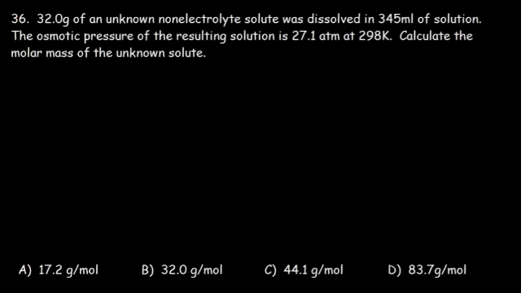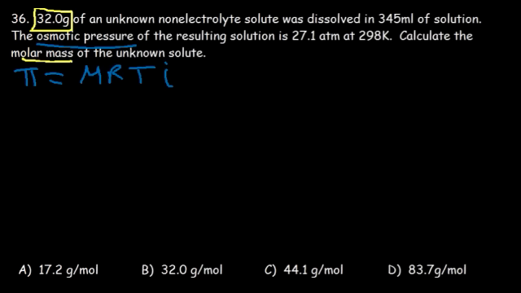Number 36. 32 grams of an unknown non-electrolyte solute was dissolved in 345 milliliters of solution. The osmotic pressure of the resulting solution is 27.1 atmospheres at 298 Kelvin. Calculate the molar mass of the unknown solute. So the important expression that we have is osmotic pressure. Pi, which is osmotic pressure, is equal to the molarity times the gas constant times the temperature times the Van Hoff factor. Now, in order to find the molar mass, we need the grams, and we need to divide that by the moles. Now, we already have the grams. It's 32 grams. That's the grams of the solute.